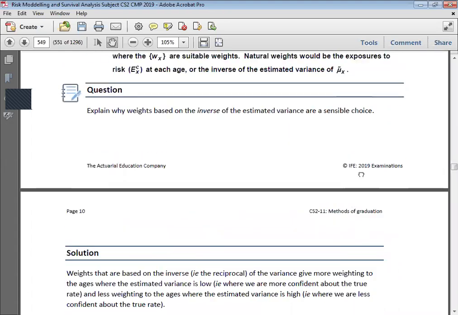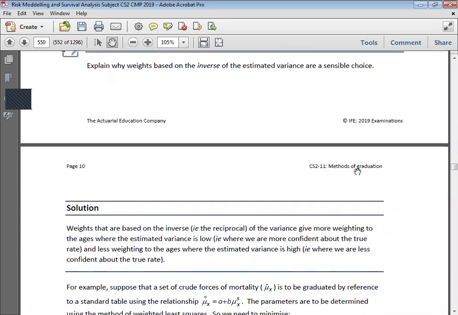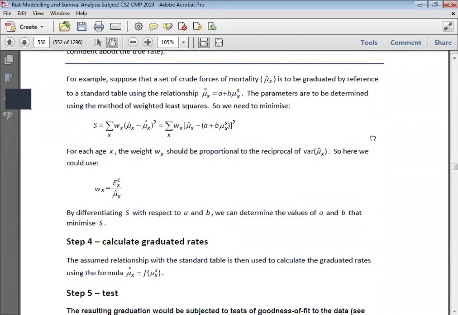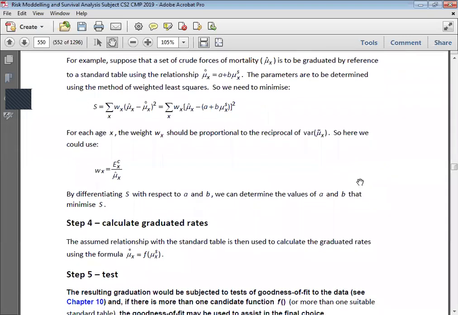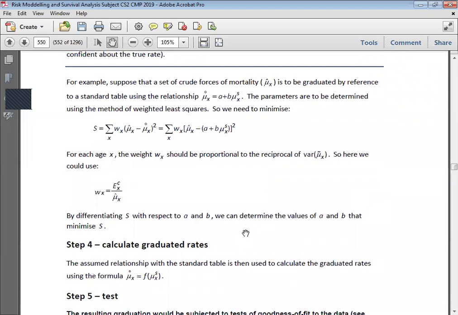And here they are just talking about why weights based on the inverse of the estimated variance are a sensible choice. This we have already discussed. So I guess this is the weight that they seem to use. You see that it has exposed to risk in the numerator, so it is more for the ages where we see more people. So I guess that's it.